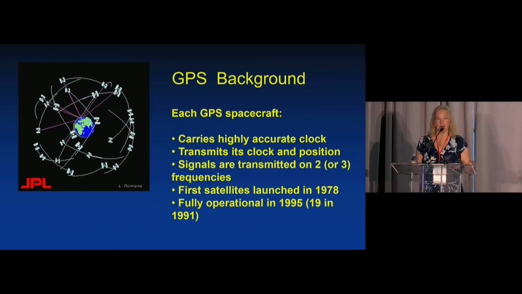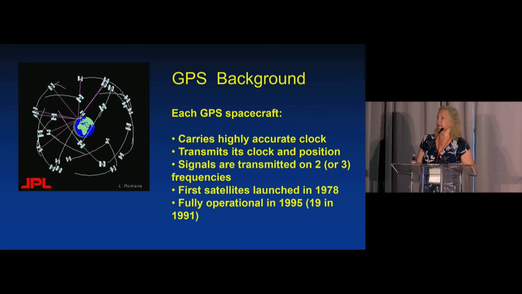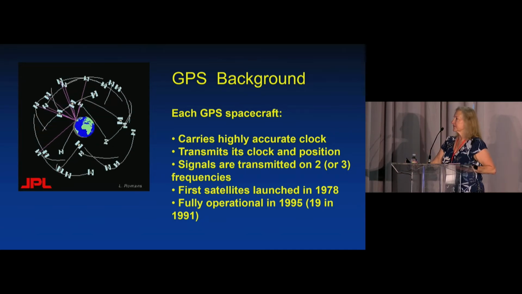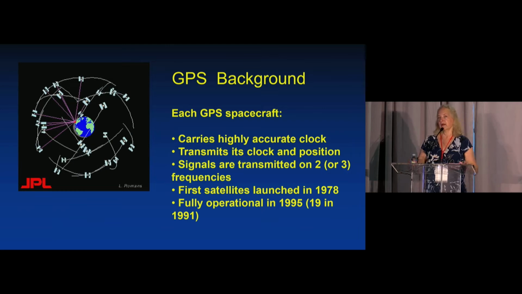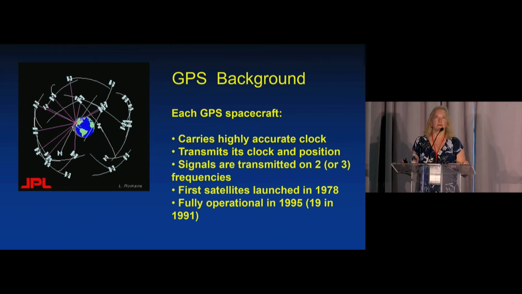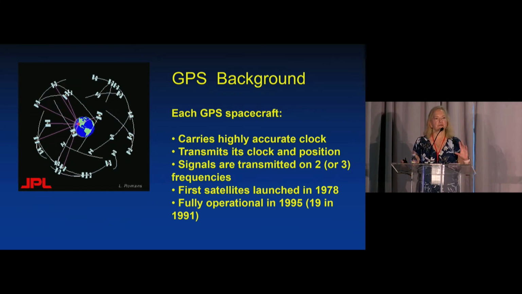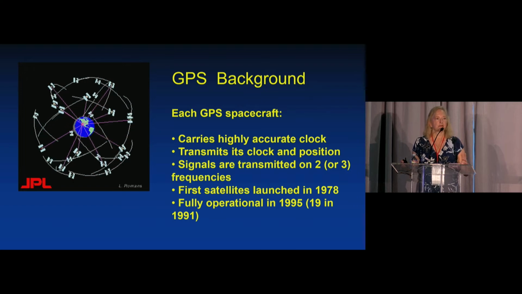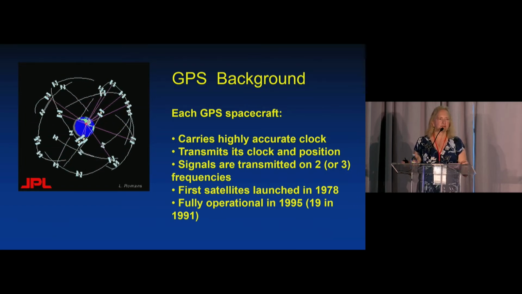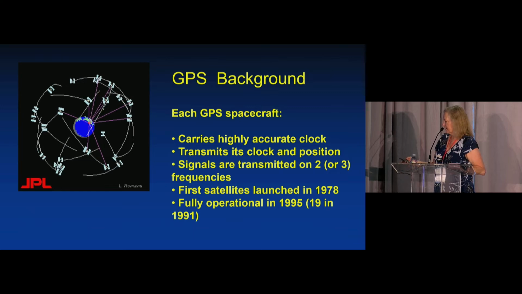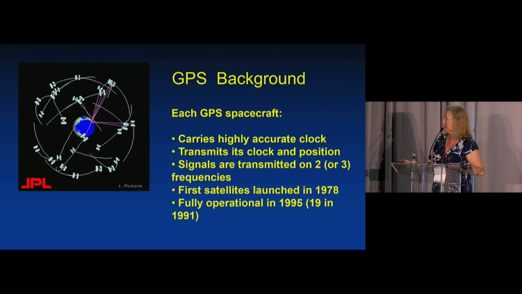The first satellites were launched in 1978, and it was fully operational in 1995, although they were saying in the Gulf War, the first one, they had 19 operational, and very soon after, it became sort of at least conditionally operational because they liked it so much.